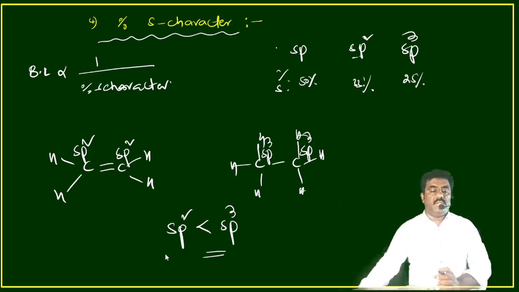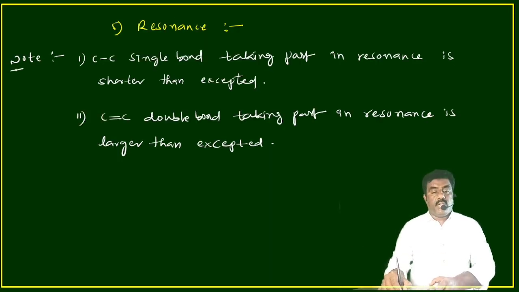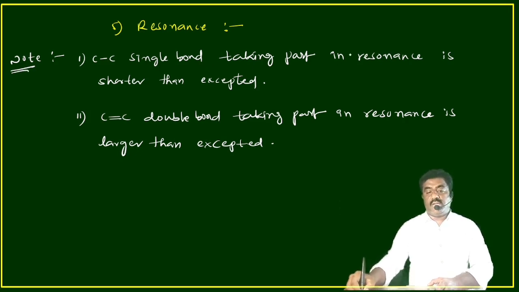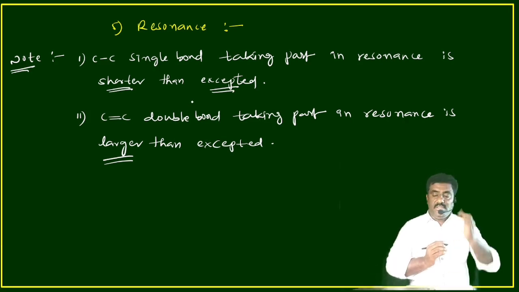Next factor: resonance. A carbon-carbon single bond taking part in resonance is shorter than expected. A carbon-carbon double bond taking part in resonance is longer than expected. These five factors are affecting bond length.